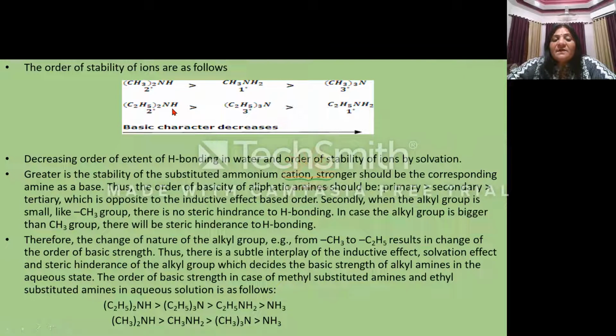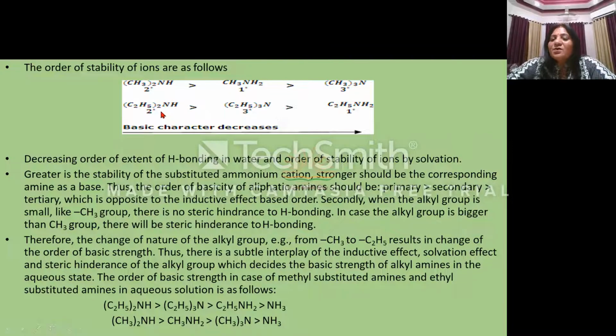In case of the ethylamine, this is diethylamine. Secondary amine is more basic than tertiary amine. Tertiary amine is more basic than primary amine, and primary amine is more basic than ammonia. So this order will be 2310. Remember this. In case of methylamine in aqueous medium, the order will be 2130, and in ethylamines, secondary amine, 2310.